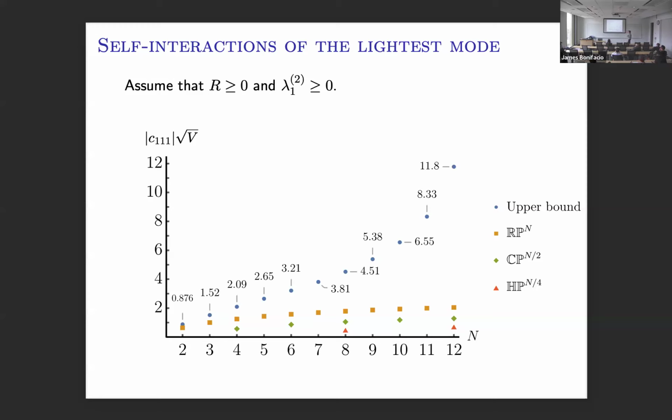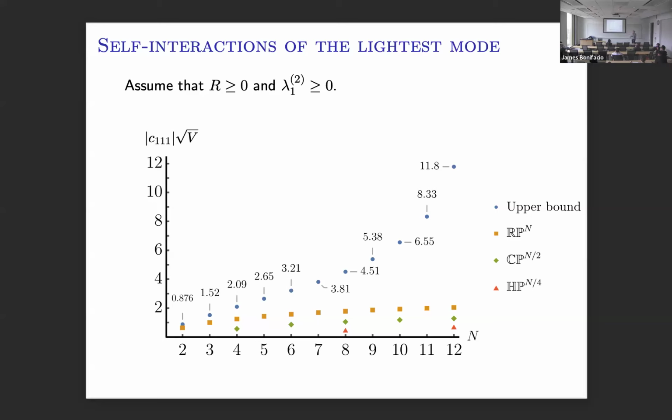So if you were to discover the lightest massive Kaluza-Klein mode in your accelerator and you could somehow measure its interaction with itself, this would tell you how many extra dimensions you would have to have in order to reach a certain value. Right, n counts the number of extra dimensions, not the total dimension. This is the extra dimensions.